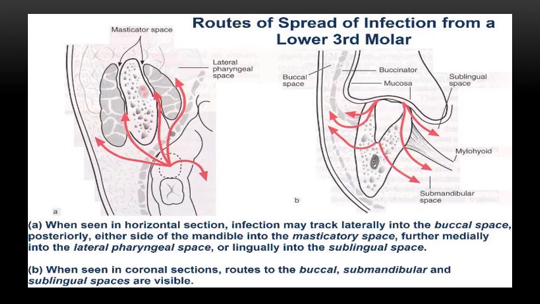On the left-hand side, you can see a horizontal or axial section showing the different posterior destinations from the lower wisdom tooth. It can go into the submasseteric space, or furthermore lateral to the masseter space, where it can dig medially through the pterygomandibular space, or even farther medial to the medial pterygoid muscle into the lateral pharyngeal space.